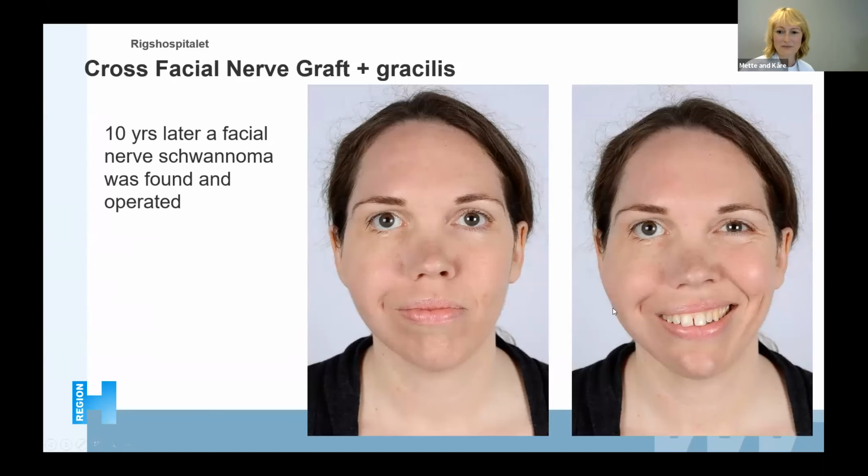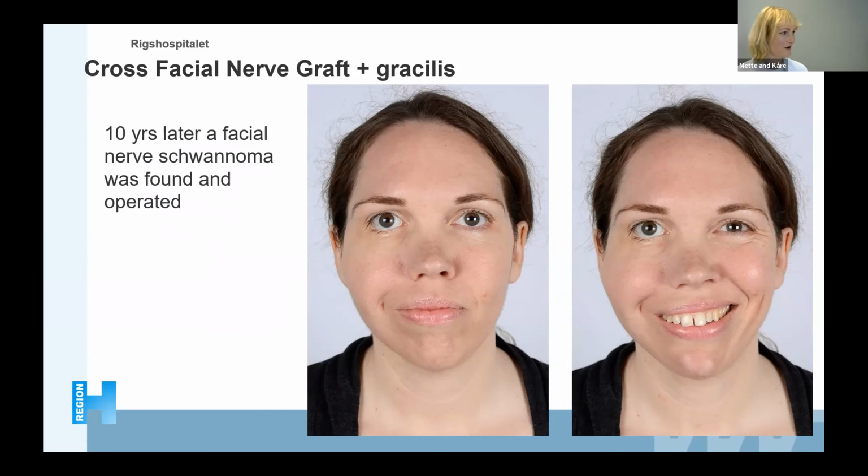Just to add to the bulkiness, we actually also did a debulking from this over big gracilis graft that we did in the early days, and it actually resulted in a complete paralysis again for about a month, where I didn't sleep or speak or do anything. But luckily it came back, and she's now like this, considering only now after several more years to have some corrective eye surgery. She did not want this so far. And then during this time, a facial nerve schwannoma was found and operated also.